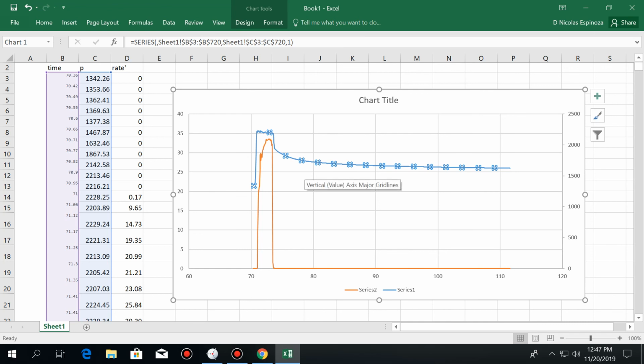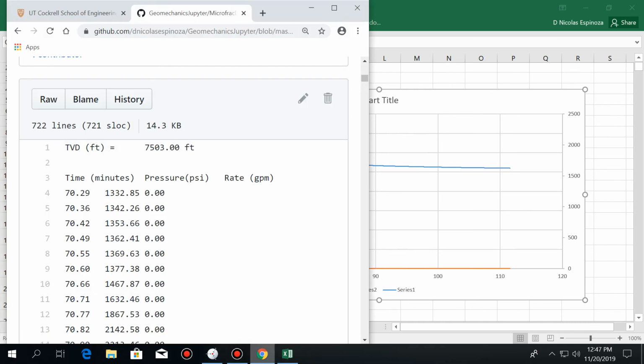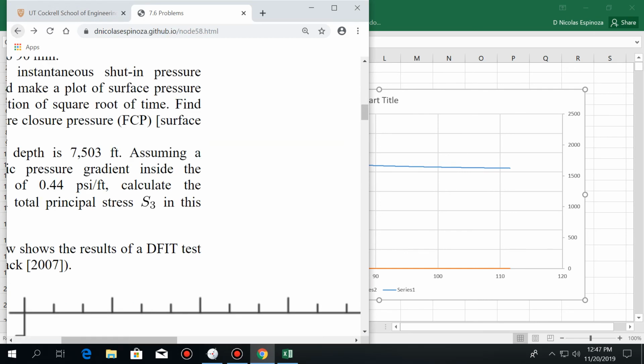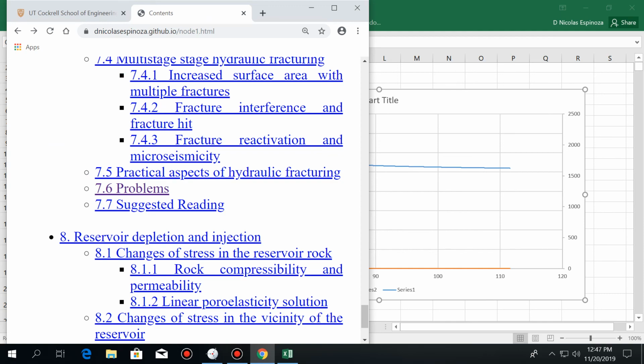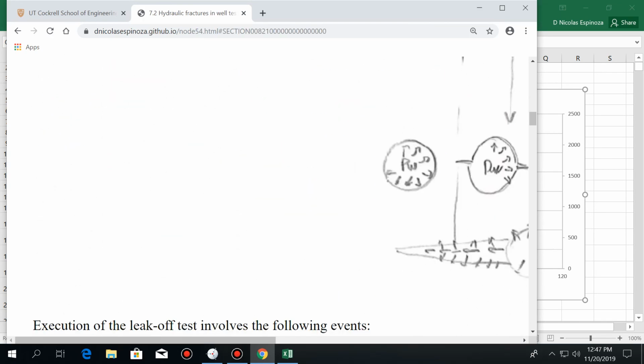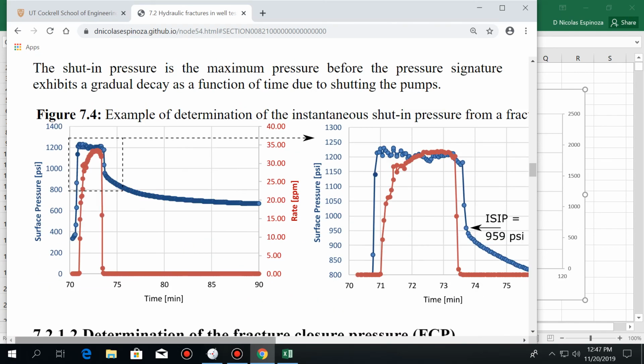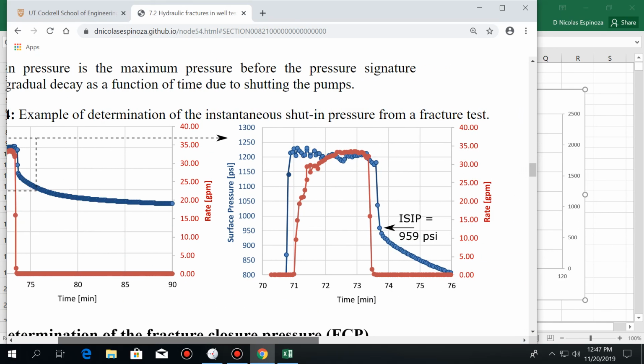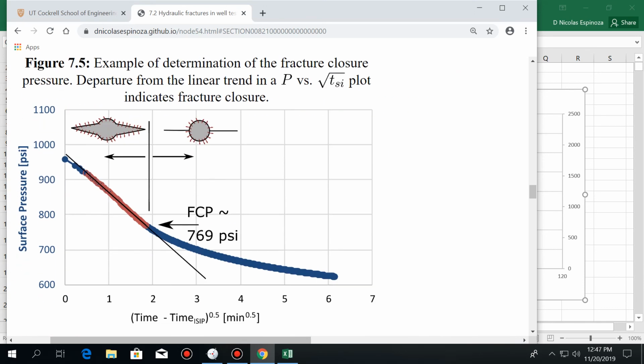And for the fracture closure pressure, what you're going to have to do is analyze the data as a function of the square root of time, and you're going to get something very similar. So this is a nicer version of what we just saw. You're going to have something similar to this at the point in which the signature changes from a linear trend to something which is not linear. That's going to be the fracture closure pressure.